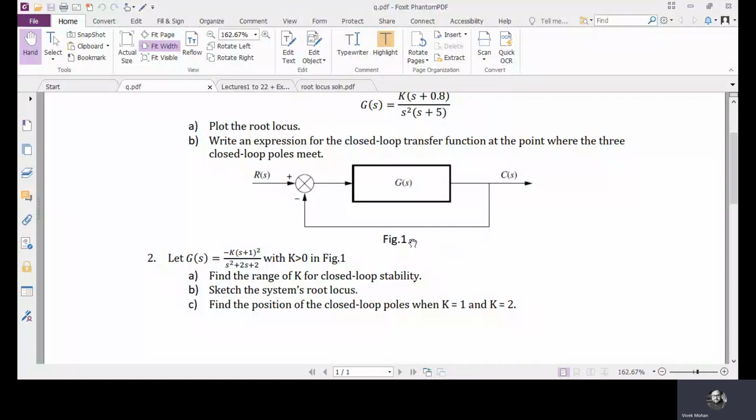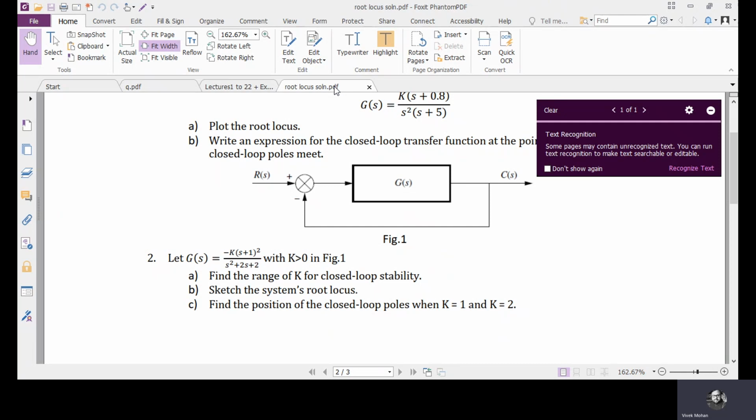So now we move on to the second question of the tutorials on root locus. The second question is, let G(s) equals minus K into (s plus 1) the whole squared divided by s squared plus 2s plus 2, with K greater than 0. The same figure 1 is followed here. Now the first part of the question is, find the range of K for closed loop stability. So we'll go to the solution part.